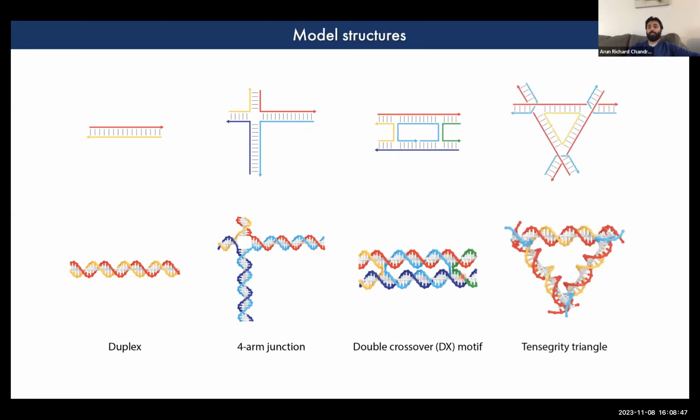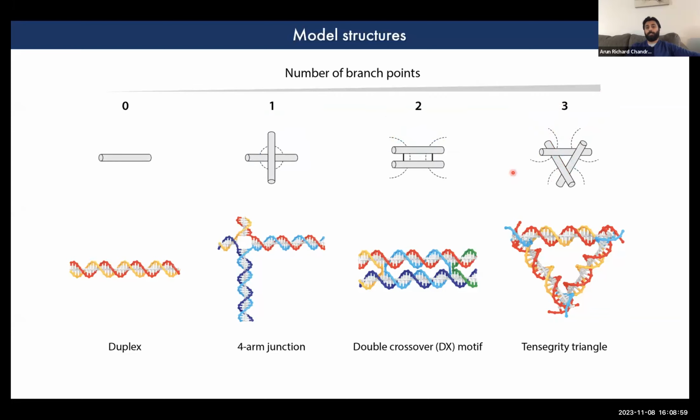And our final structure is the tensegrity triangle motif. It has 3 double helical edges, and in this case, each edge is 3 double helical turns or 31 base pairs. The reason we chose these structures is that it allows us to test the incorporation of RNA 2'-5' linkages with increasing complexity of the structures. For example, the 4-way junction has a single crossover point, the DX has 2, and the tensegrity triangle has 3 branch points. Each vertex of the triangle is a 4-way junction.